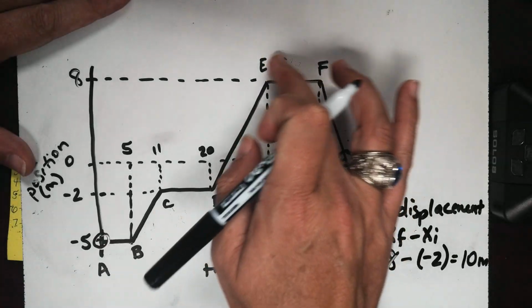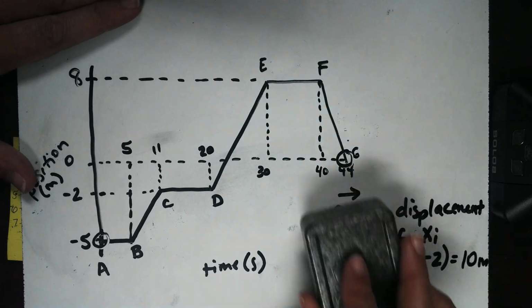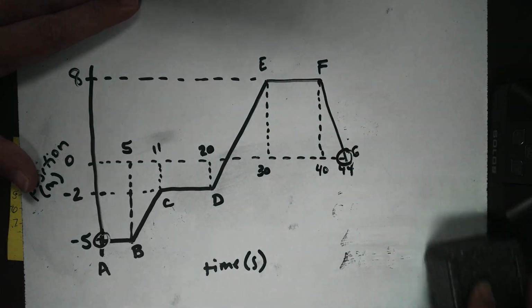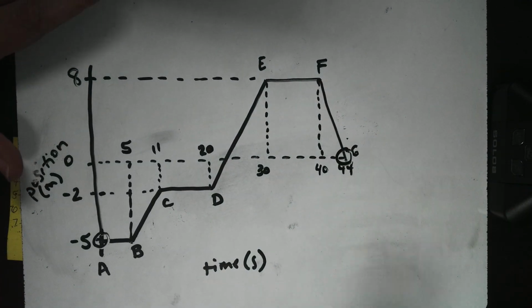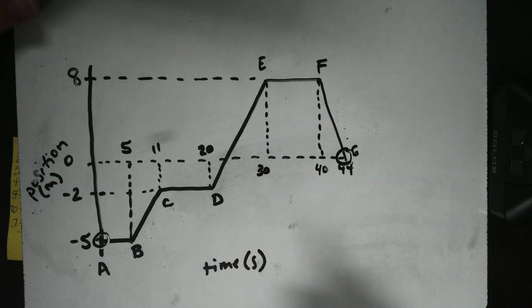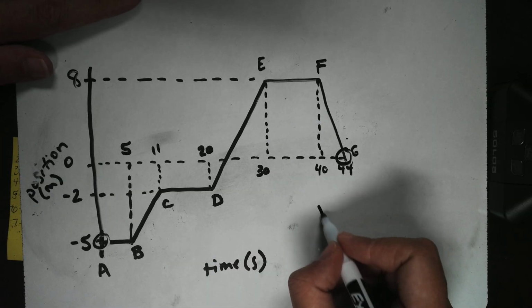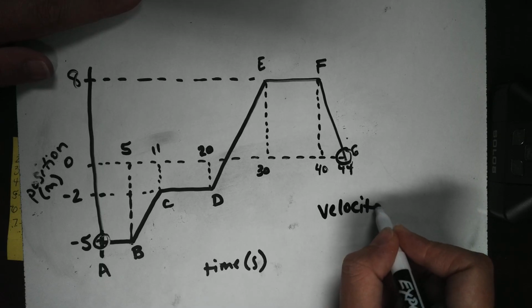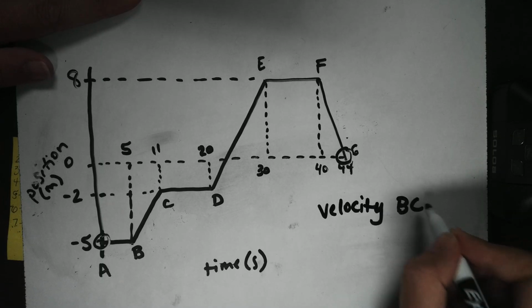All right, next thing we're going to do is look at velocities, so how fast we're going. We've already established that A, B, C, D, and E, F were all stopped. So let's look at the velocity of line segment BC.